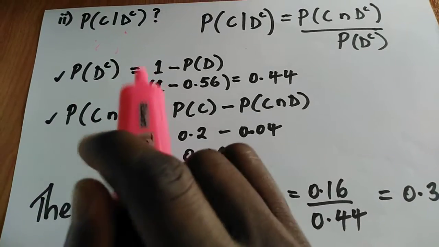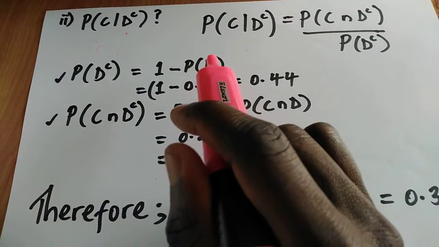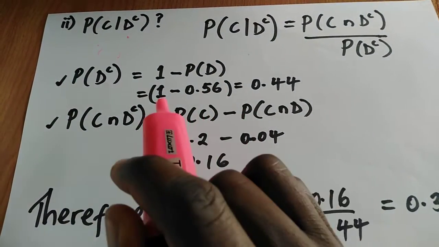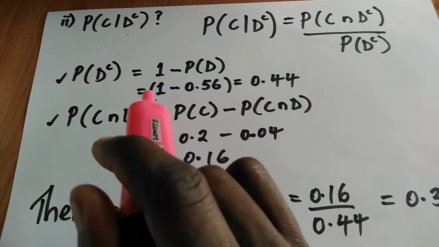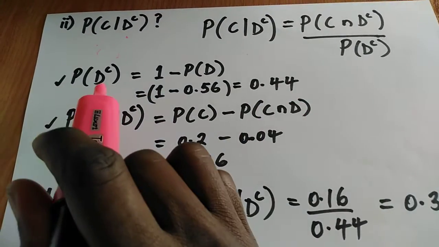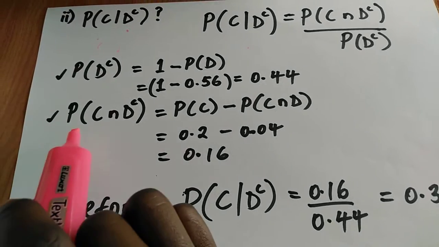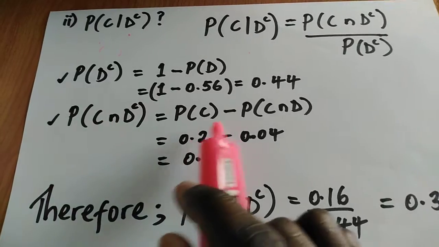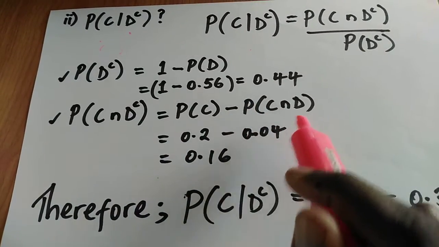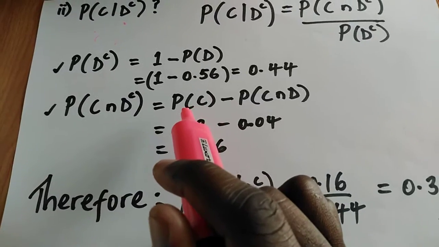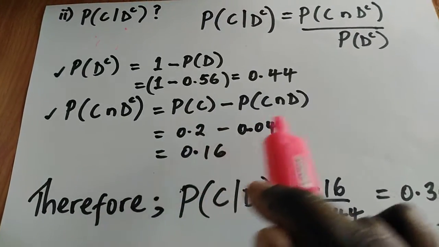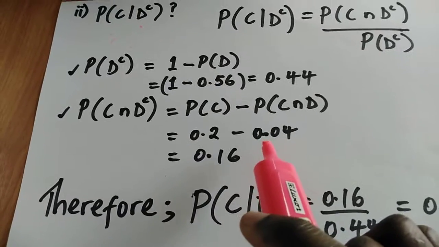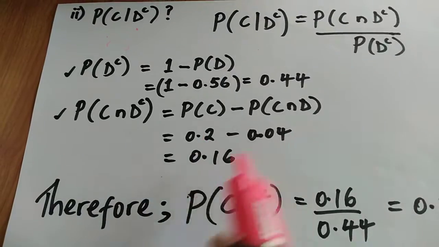The probability of D complement is given by 1 minus the probability of D, and the probability of D from the first part of this question we've gotten to be 0.56. So 1 minus 0.56 is 0.44. So this is the probability of having no chest pain. And the probability of C intersection D complement can be rewritten as the probability of C minus the probability of C intersection D. The probability of C has been stated in the question, 0.2, minus the probability of C intersection D. We have worked it out and gotten 0.04. So the difference is 0.16.